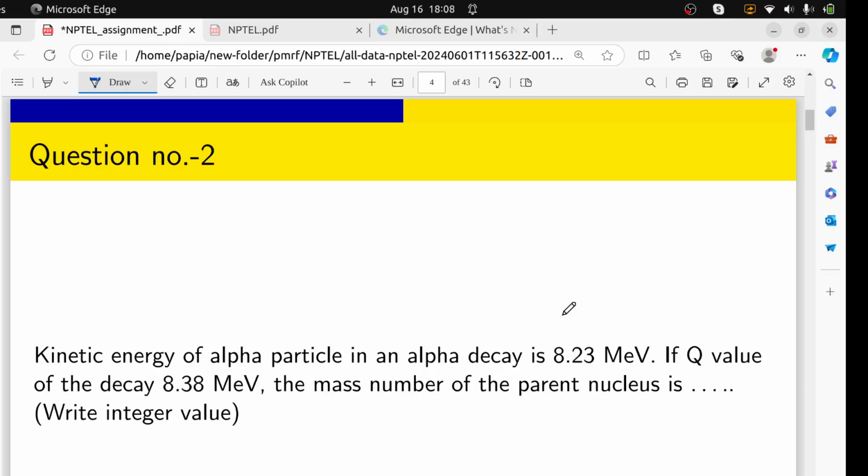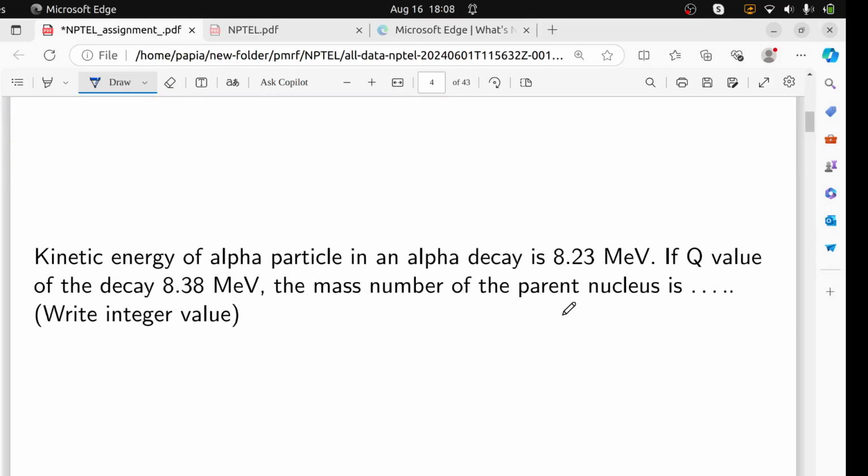Okay, so coming to the next question. The next question is: kinetic energy of alpha particle in an alpha decay is this one. If the Q value of the decay is alpha, the mass number of the parent nucleus is how much? So it's exactly very similar to the first one. If you want to calculate that one, you can calculate, or otherwise I will do it, a very simple, very quick thing.